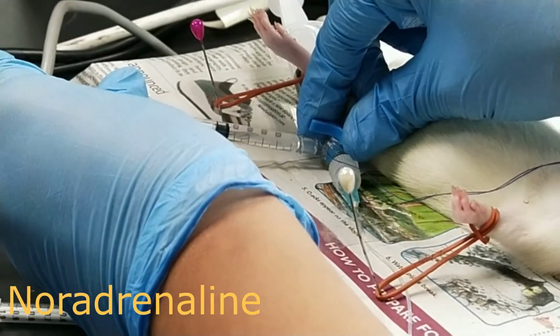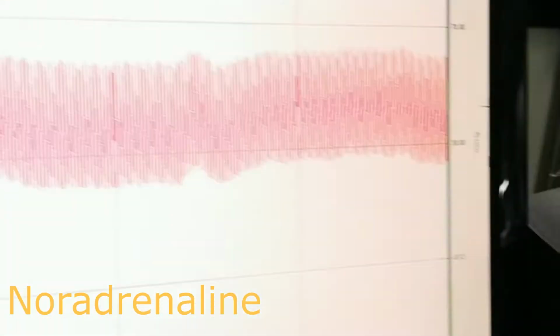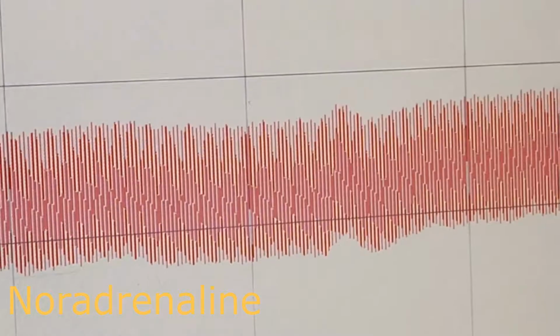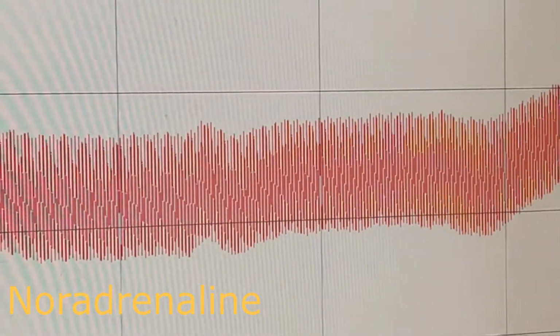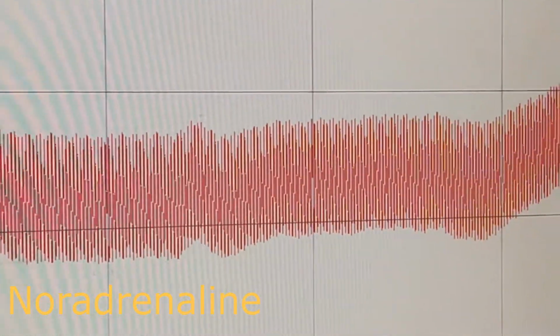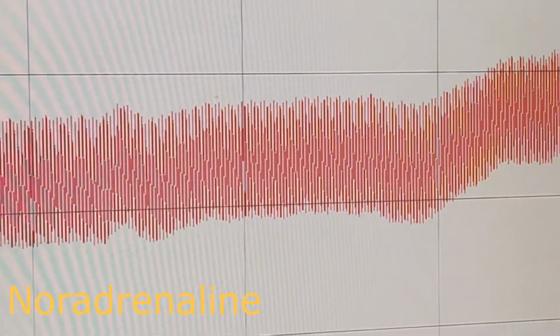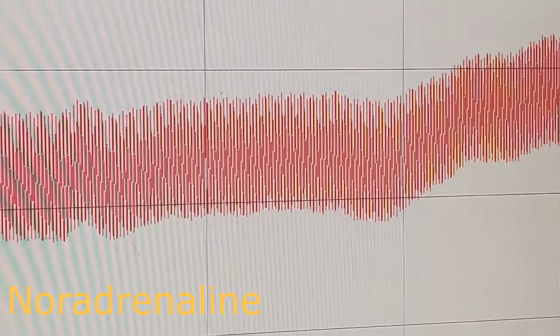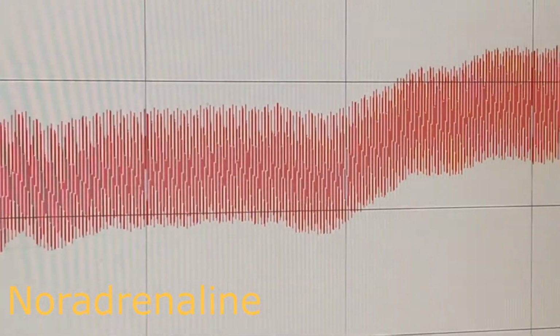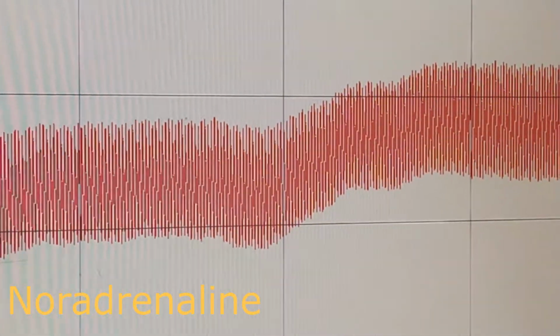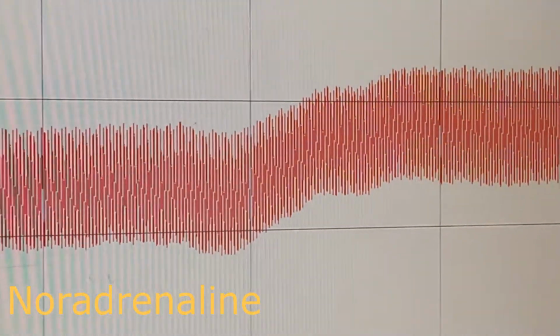At the same time, you need to monitor the screen as well to check whether the blood pressure is increasing or decreasing. As you can see here, the blood pressure starts to increase, a little bit increase compared to the normal blood pressure.